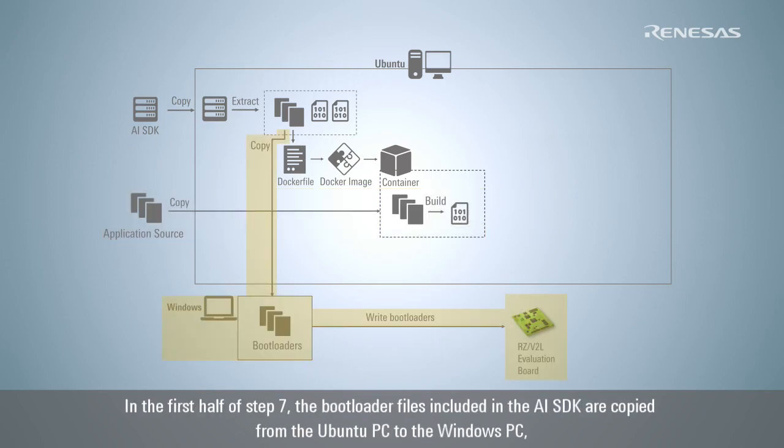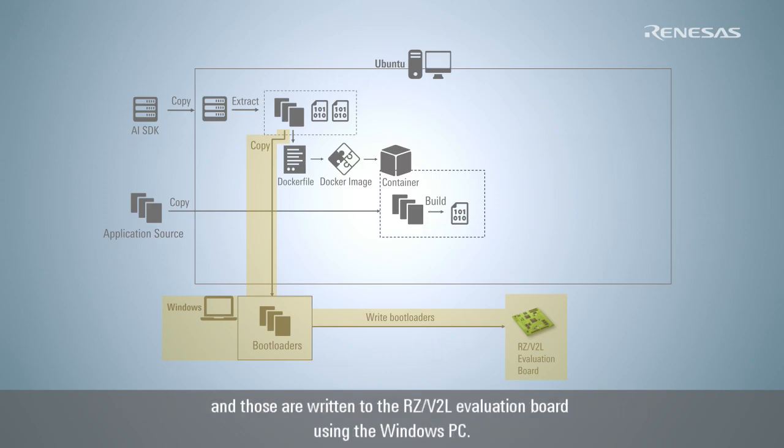In Step 6, the application source files obtained from GitHub are built in the container. In the first half of Step 7, the bootloader files included in the AI SDK are copied from the Ubuntu PC to the Windows PC. And those are written to the RZ/V2L evaluation board using the Windows PC.